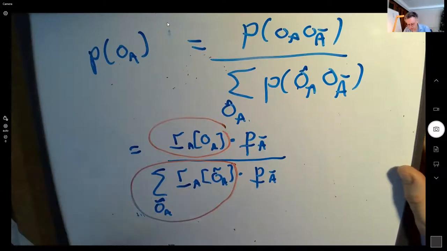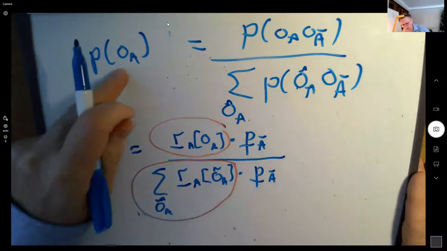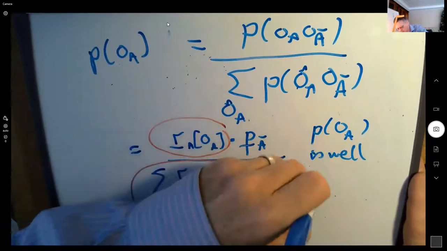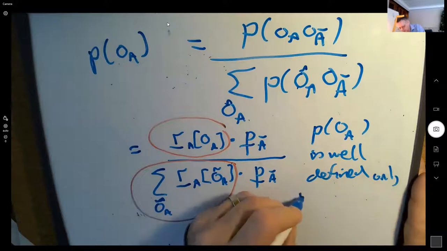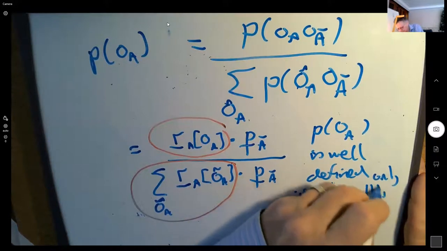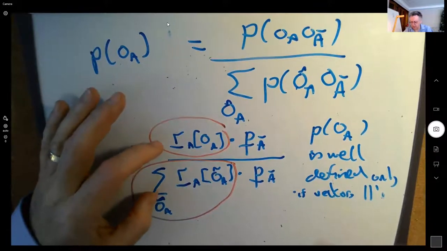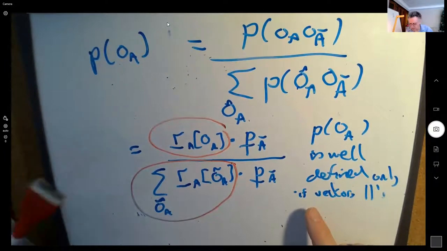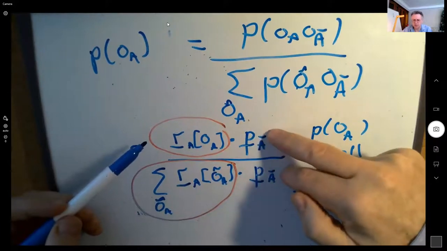So what we have is a condition that says the probability is well defined only if this vector here is parallel to this vector. Because if they're not parallel, then it will matter what vector you take the dot product of. And if the two vectors are parallel, so the probability is well defined, the probability is just equal to the ratio of the lengths of these vectors, because this dot product doesn't really matter anymore.